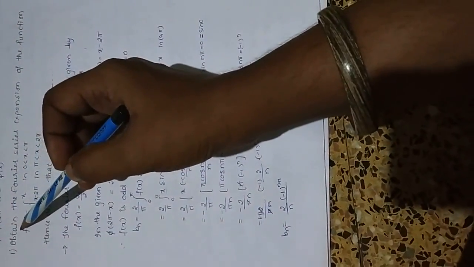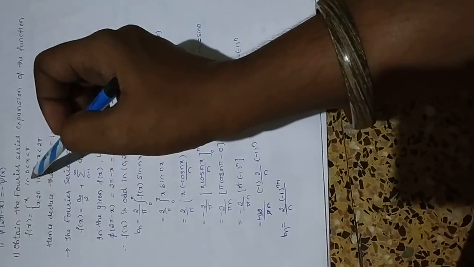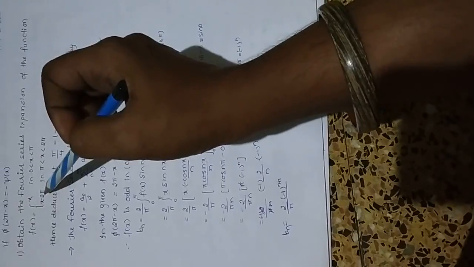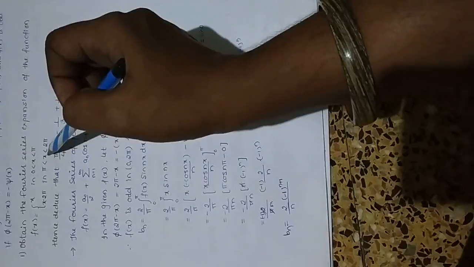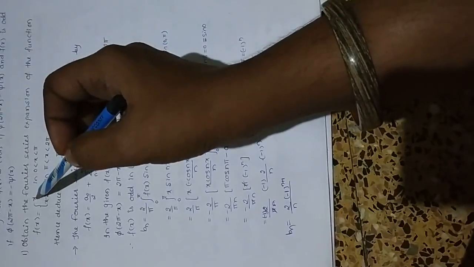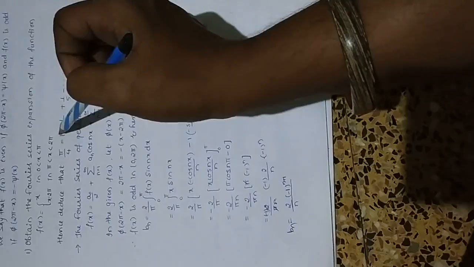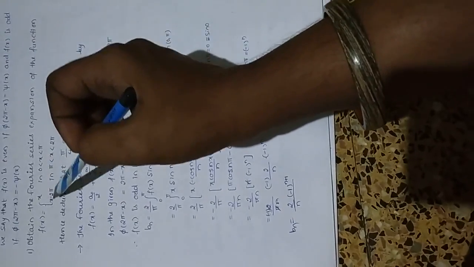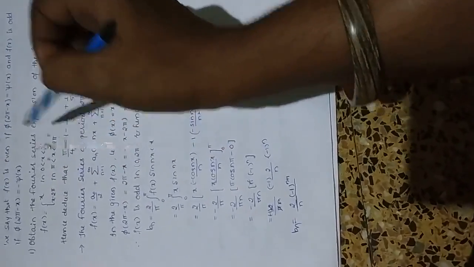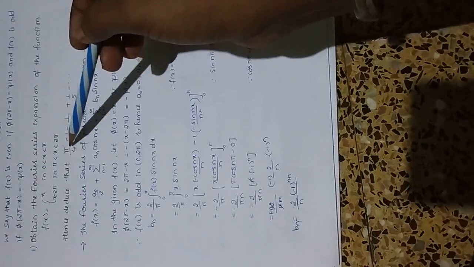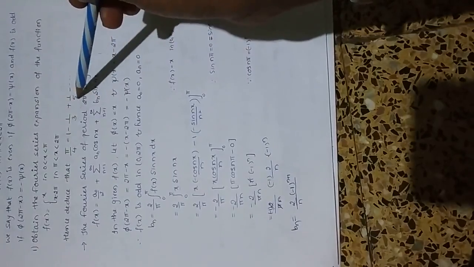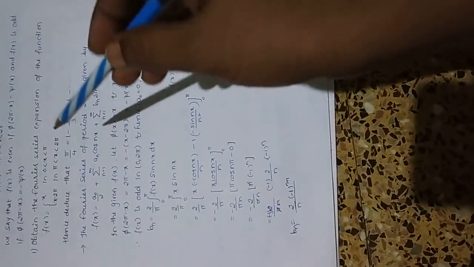Let's solve one more example. Obtain the Fourier series expansion of the function f of x equals x in 0 less than x less than pi, x minus 2 pi in pi less than x less than 2 pi. Means here they have given two functions in the interval 0 to 2 pi. First function interval is 0 comma pi, second function's interval is pi to 2 pi. Hence deduce that pi by 4 is equal to 1 minus 1 by 3 plus 1 by 5 minus and so on. Okay, first we need to find the Fourier series for the given function. Next we need to reduce the obtained Fourier series to this form.